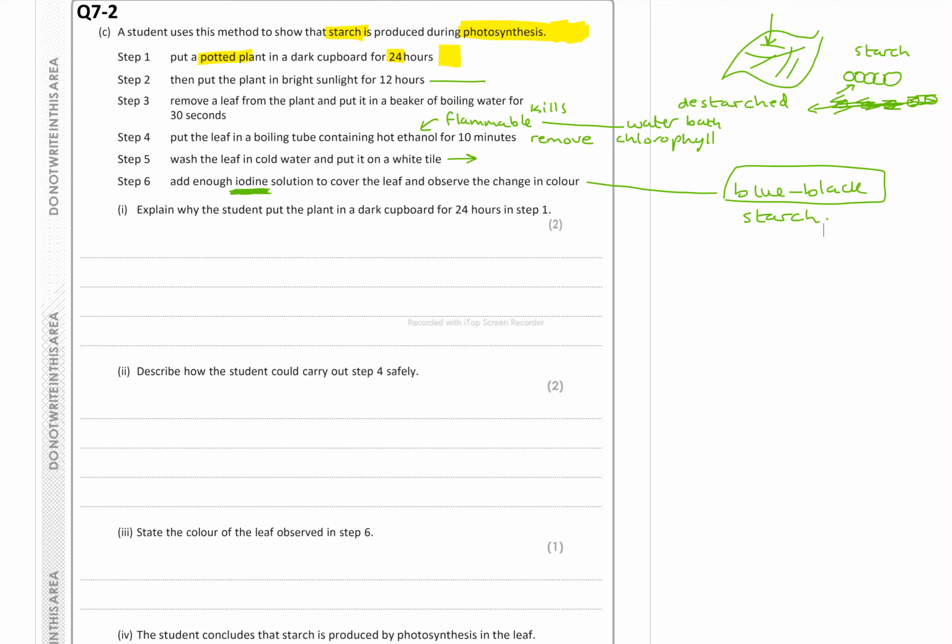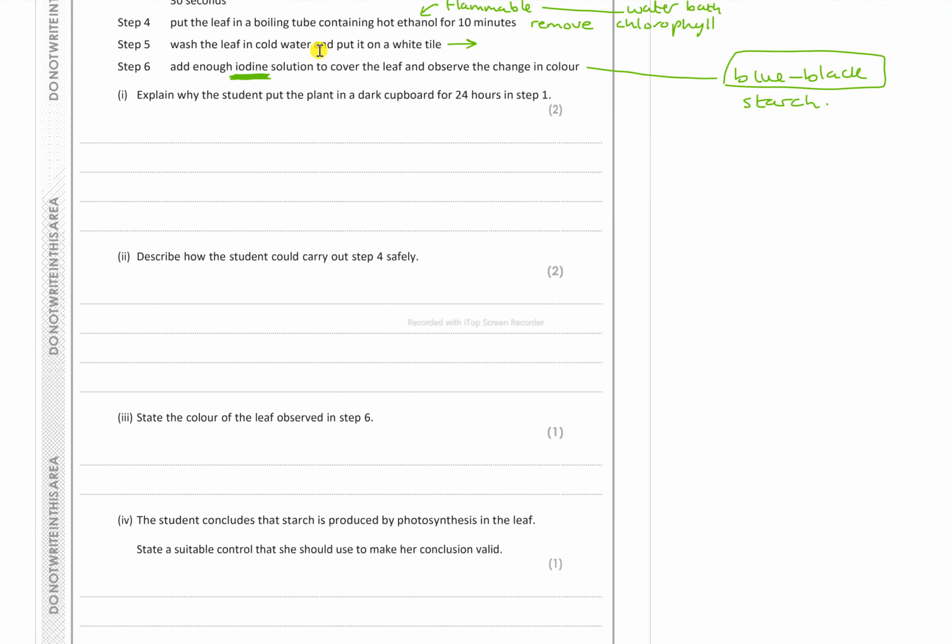Right, so that's what's happened. Now we need to write that down. Explain why the student put the plant in the dark for 24 hours. It is to de-starch the leaf, and it also didn't allow photosynthesis to take place. There you go.